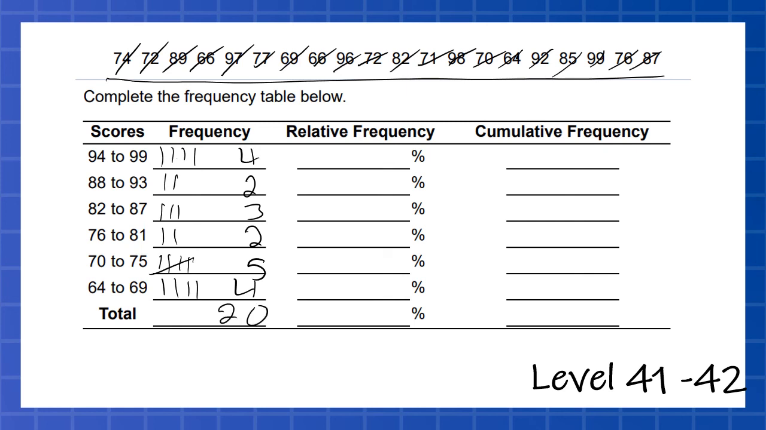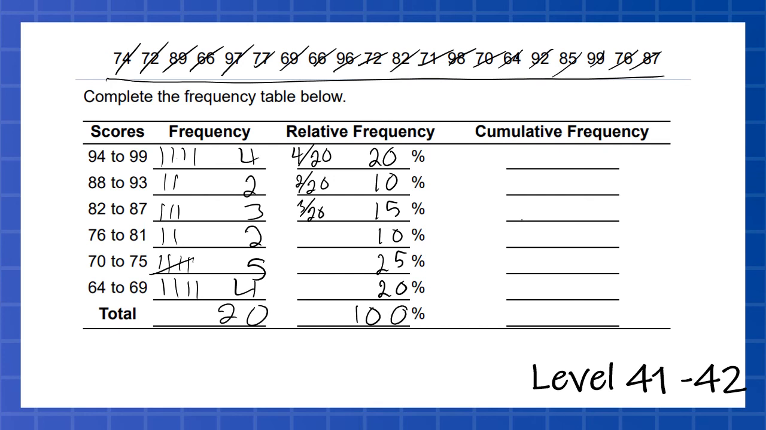Okay, so when I do my relative frequency, what I'm going to do is I'm going to do 4 divided by 20, or 2 divided by 20, or 3 divided by 20, and convert that to a percent. And so 4 divided by 20 is 20%, 10%, 15%, 10%, 25%, and 20%. Now, double check that our relative frequency adds up to, yeah, it actually adds up to exactly 100.